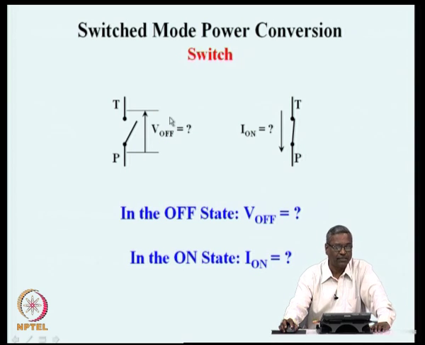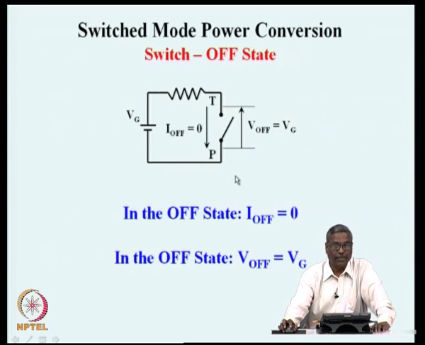In any electrical circuit, the two quantities that are of importance are the voltage across the circuit element, which will be between the throw and the pole, and the current through the circuit element, which is from throw to the pole or from the pole to the throw. In the off state, we know that the off state current is 0, but how about the off state voltage? In a similar way, in the on state, we know that the on state voltage is 0, but how about the on state current?